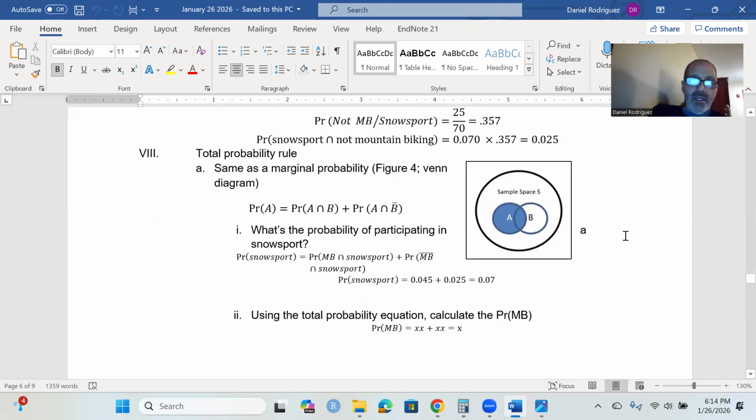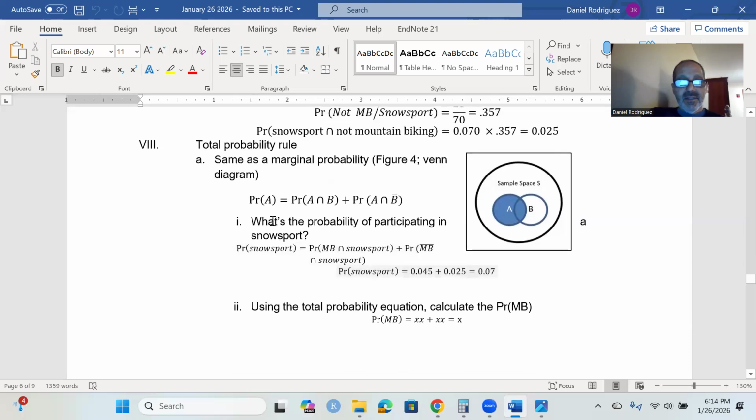Okay. The total probability rule is an interesting probability. So this is the same as a marginal probability. The only reason I show it to you here is because we use it as our denominator of Bayes' equation, right? So it makes sense, but the probability of an event A is the sum of two separate intersections. So we're just saying, what's the total probability of A? A can occur with B or A can occur without B, right?